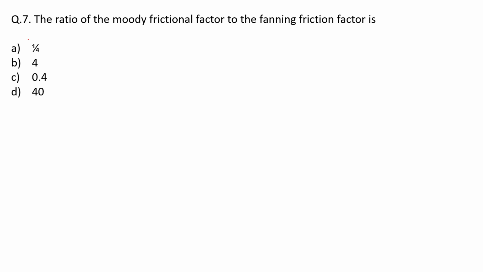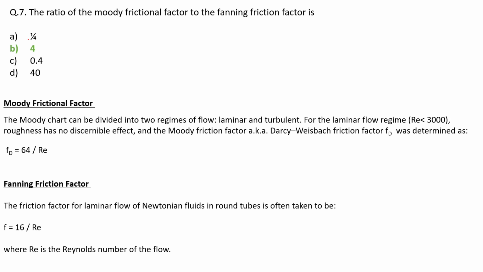Now the next question is, the ratio of Moody friction factor to the fanning friction factor is. Options are A 1 by 4, option B 4, option C 0.4 and option D 40. So Moody friction factor and fanning friction factor. Moody friction factor comes from the Moody chart.